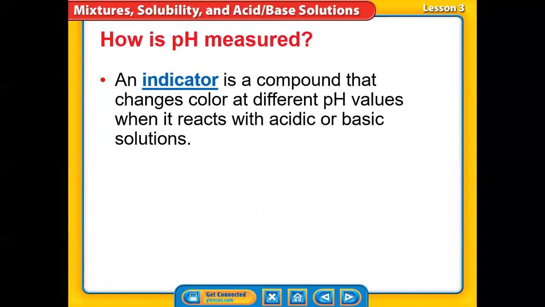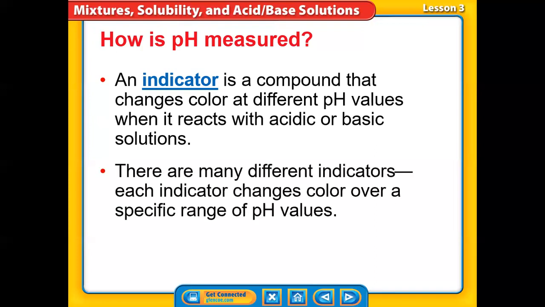For example, an indicator like phenolphthalein, once added into a base, changes color to light blue, but once we add it into an acid, it turns red. So it's a substance that changes its color depending on the pH or the type of solution. It gives one color in acids and another color in bases. So I could use this kind of indicator to determine whether it is an acid or a base, but I don't know the exact pH of the solution. There are many different indicators, and each indicator changes color over a specific range of pH.